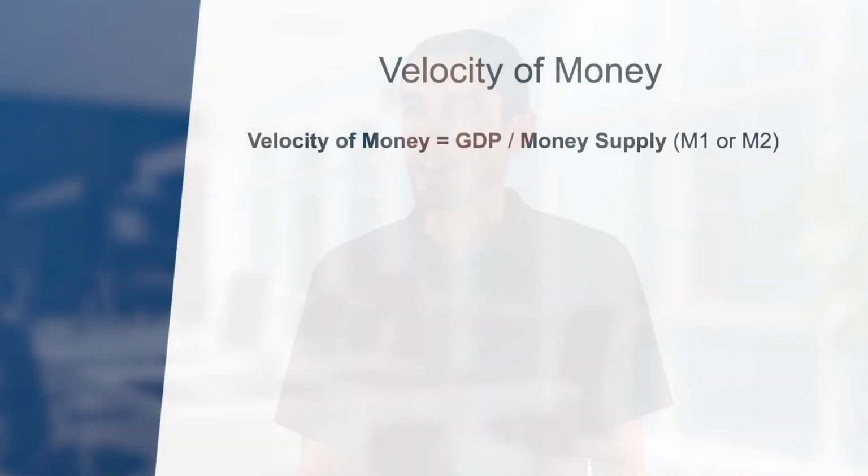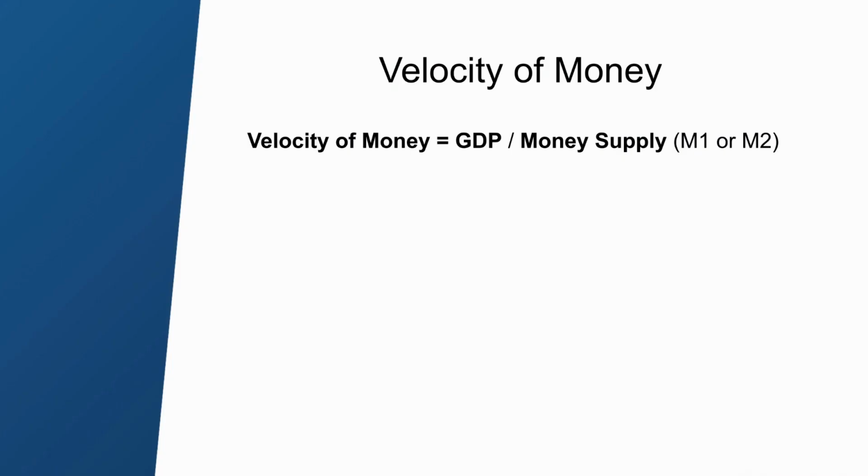As an economic statistic, velocity of money is usually measured and reported as a quotient of the gross domestic product, or GDP, divided by a country's M1 or M2 money supply. High velocity of money is usually associated with a strong economy, while low velocity of money usually concurs with recessions and depressions because goods and services are not moving as fast. Here's the formula. Velocity of money equals GDP divided by the money supply, M1 or M2.